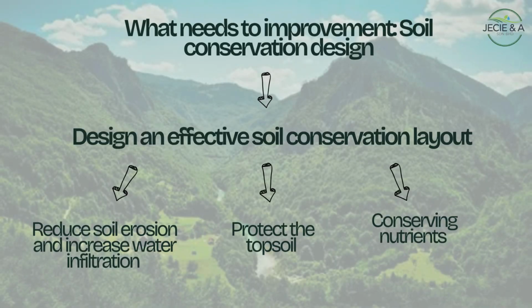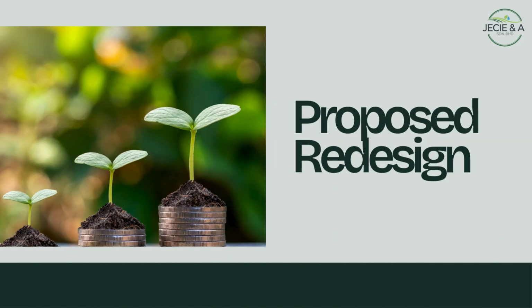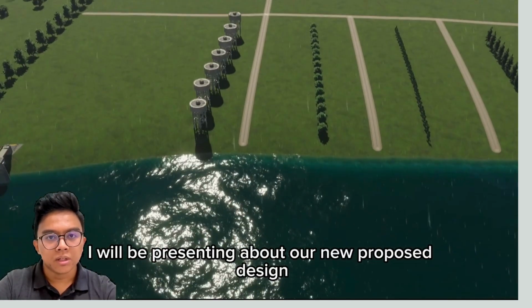Therefore, in this project, we will improve our design by designing an effective soil conservation layout, incorporating contour ridges, vegetative barriers, terraces, and grass strips. This will sustainably reduce soil erosion and increase water infiltration in the gently sloping sandy loam field. Thereby, it will help to protect topsoil, conserve nutrients, and ensure successful establishment and growth of maize, cassava, and soybean crops. I will be presenting our new proposed design.